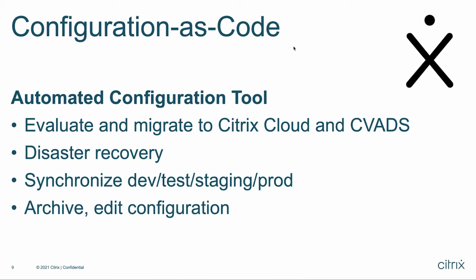stages. So the usual kind of chain of dev, test, staging, prod. You can be sure that what you did in dev is what ends up in prod, but at the same time, control those little differences like host names and that kind of thing that you actually want to change in a controlled way. And again, as soon as it's realized as code, we can archive that configuration and edit it.